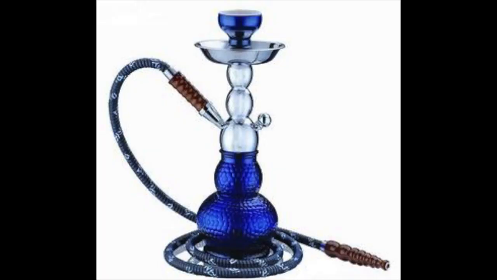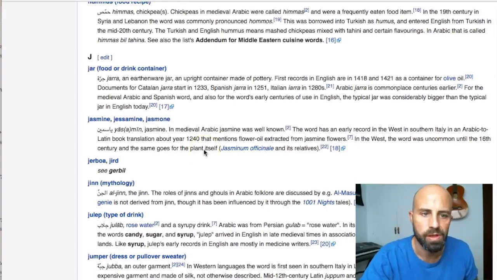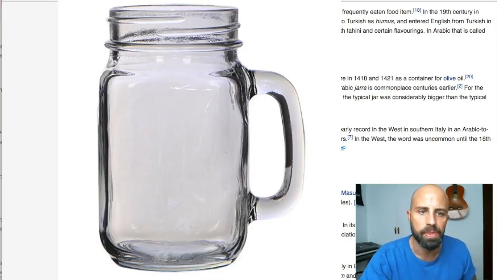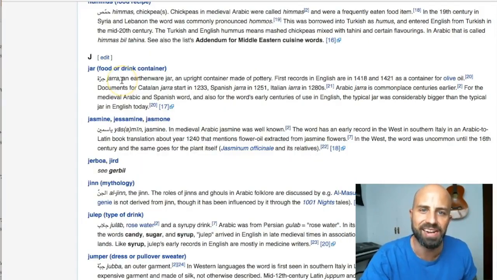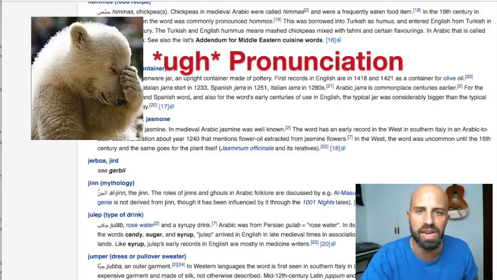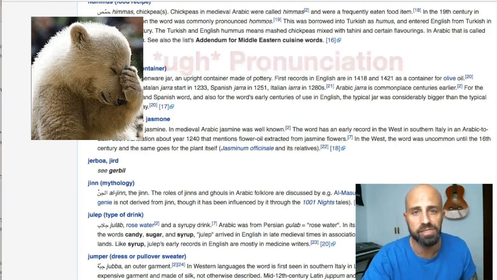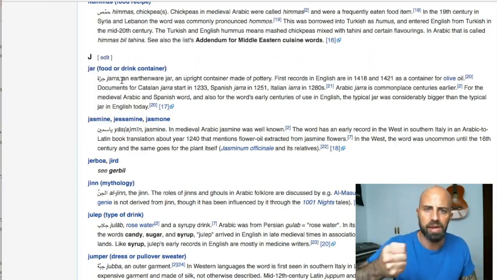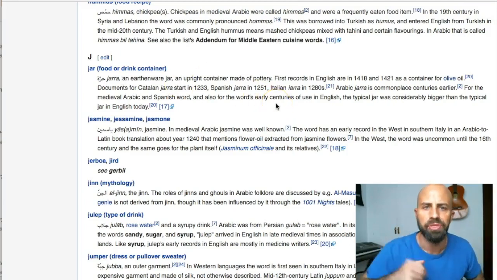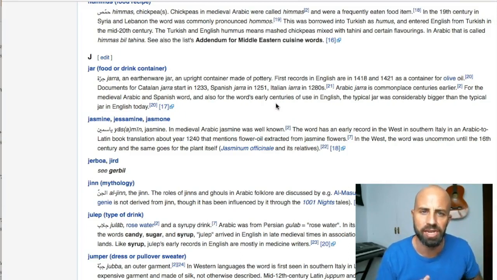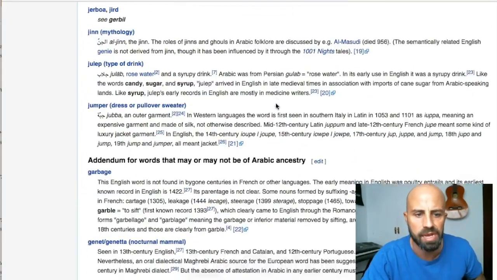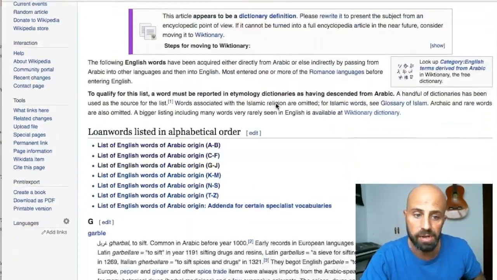Hookah, of course. Hummus, of course. The word jar, no kidding. You know, hara, that rolling the R is difficult. Hara, that's actually jar in Spanish, or like a big beer mug, that makes sense. They kind of have that in Spanish too. That's the J sound in Spanish. That comes from Arabic. So it makes sense in that case. Garbage might. How about that?